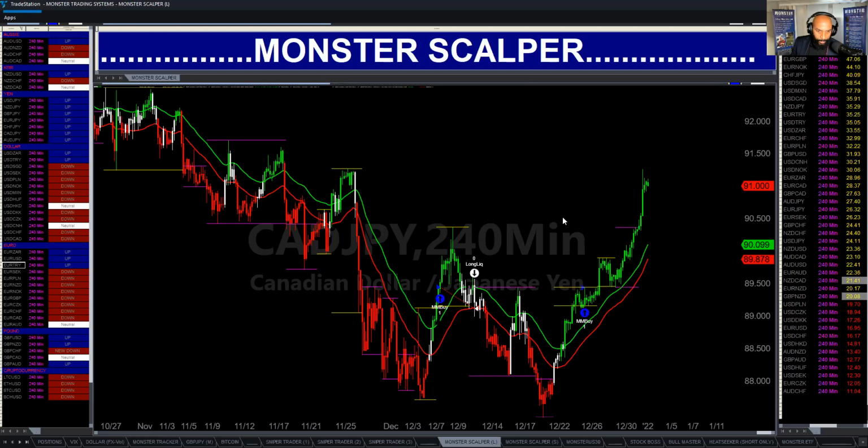Kim's short looks good to continue to go down, and this CAD yen pair here looks good to go to the upside. Okay, so are you in CAD yen, Bill? Yeah, I'm in CAD yen as well.